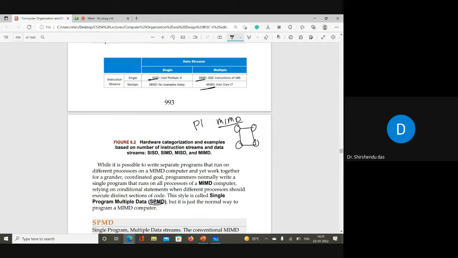But still, you may ask a question: in 1998, if you had a desktop at that time, you could run 2 or 3 programs at a time. You can run an mp3 player. You can run a word file. You can run 2 programs at a time in a single core processor also. But that is a different concept. That concept I'll discuss after some time, or maybe I can discuss it now also.